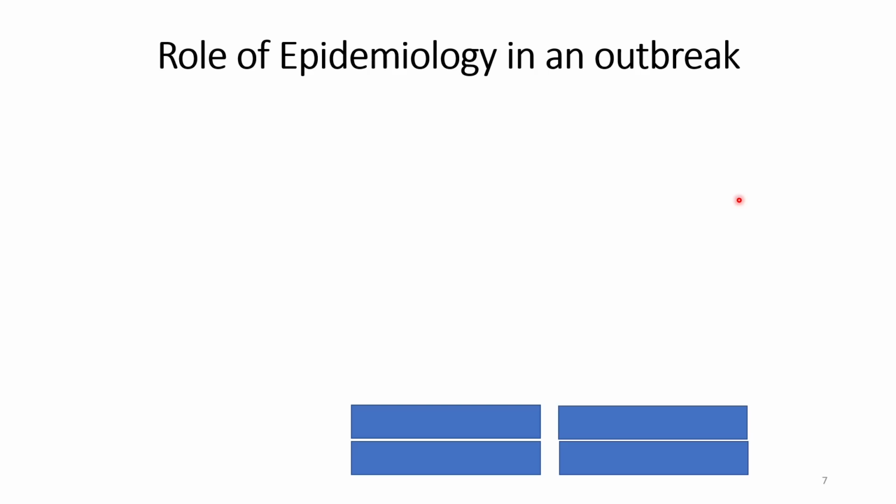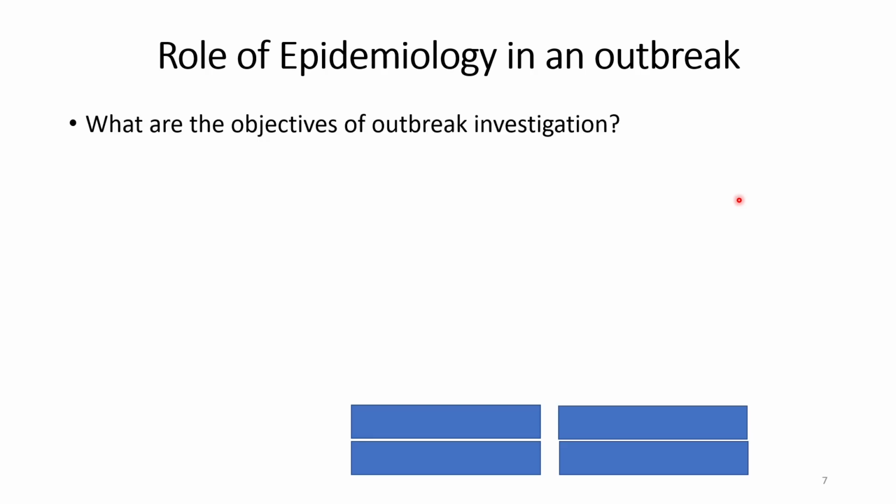Okay, so if an outbreak occurs, for example, if there are many cases of food poisoning at your hostel, why should you bother in the first place? Why can't you leave it just as it is? In other terms, what are the objectives of outbreak investigation? The first objective is to define the magnitude of the outbreak, the second is to find out the cases of the outbreak, and the third is to identify appropriate control and preventive measures.